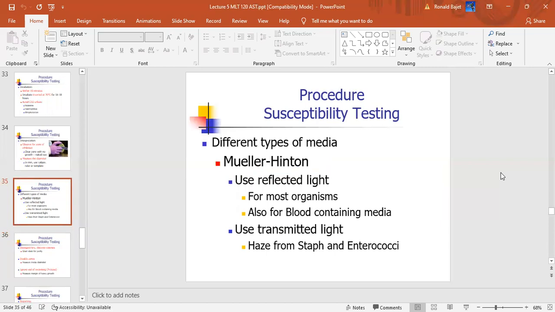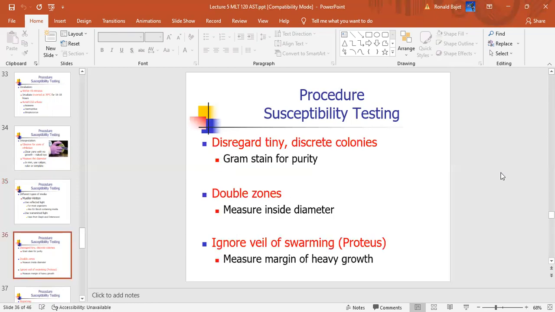Different types of media: Mueller-Hinton. We have Mueller-Hinton, use transmitted visual light. Mueller-Hinton is used for most organisms. Disregard tiny colonies; you can get a kind of interference, with different tiny colonies that grow. Ignore those, just focus on your zone size.